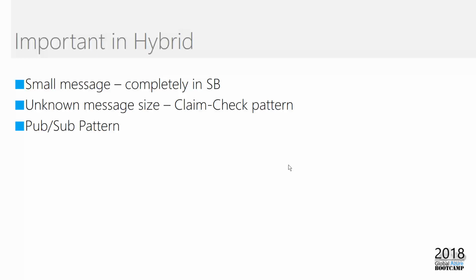And I found out Friday from the Service Bus PM at Microsoft that there's already been a NuGet extension added to the Service Bus client to support claim check. So there's actually one out there now that you can download as part of the NuGet package that will support that claim check. But if you've got small messages, you can basically just push them through Service Bus.